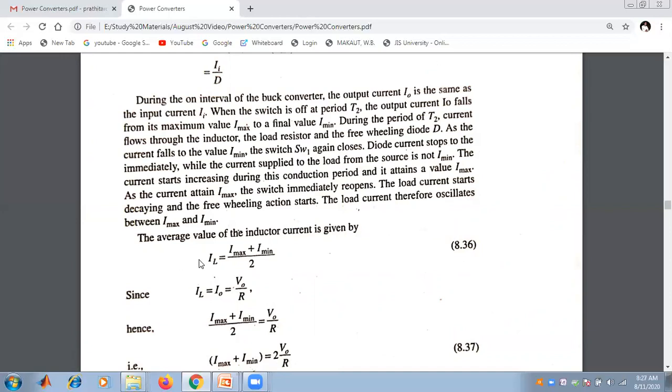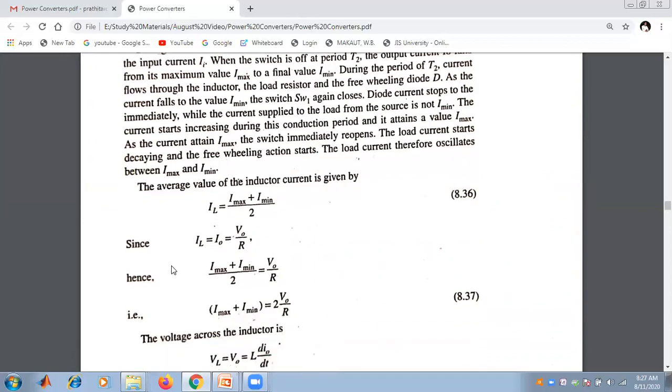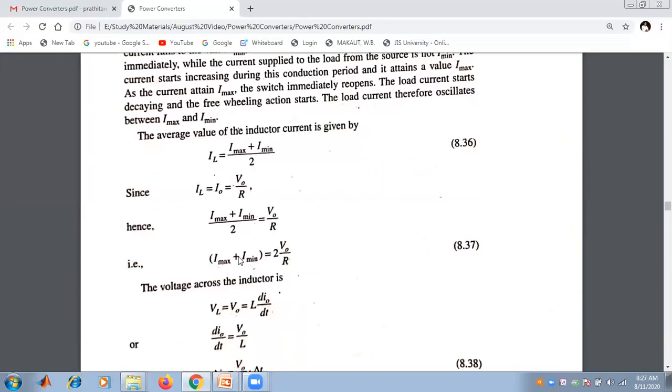So the average value of the load current, that is, the inductor current IL, is equal to I max plus I min divided by 2. We all know that IL is nothing but the output current I0, which is equal to output voltage V0 by R. If I equate both equations, we get I max plus I min equal to 2V0 by R.